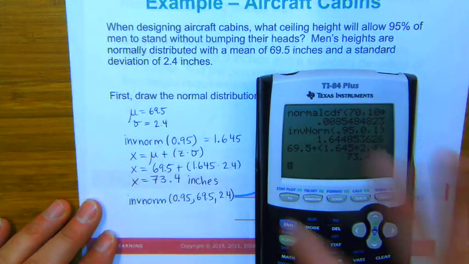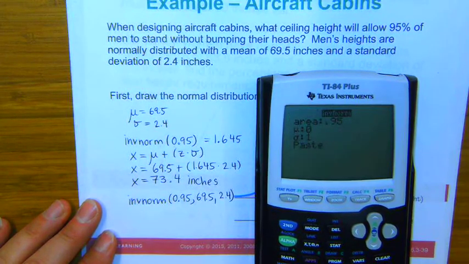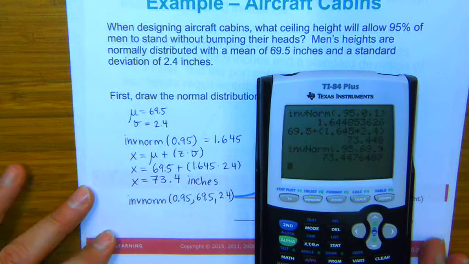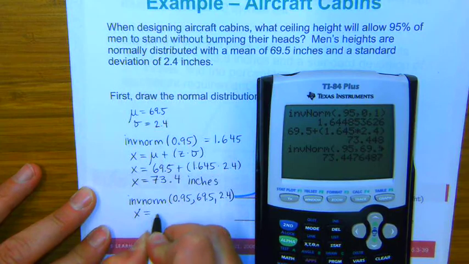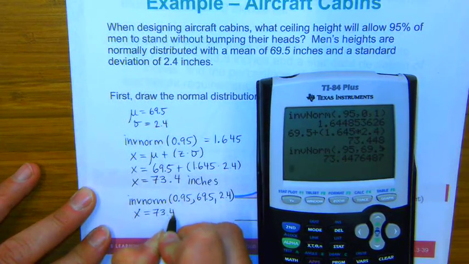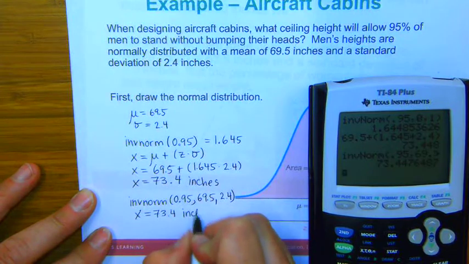So let's go to inverse norm by clicking second vars, arrowing down to inverse norm, putting in the area. I've already entered that. My mean is 69.5. My standard deviation is 2.4. I now hit enter, and my x value is 73.4 inches. So you can see the answer right over there.